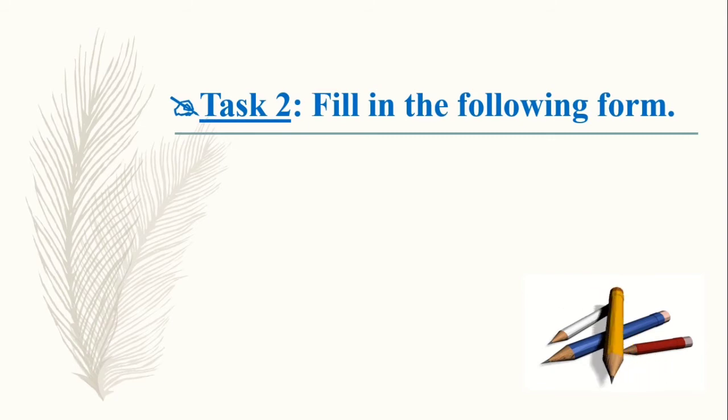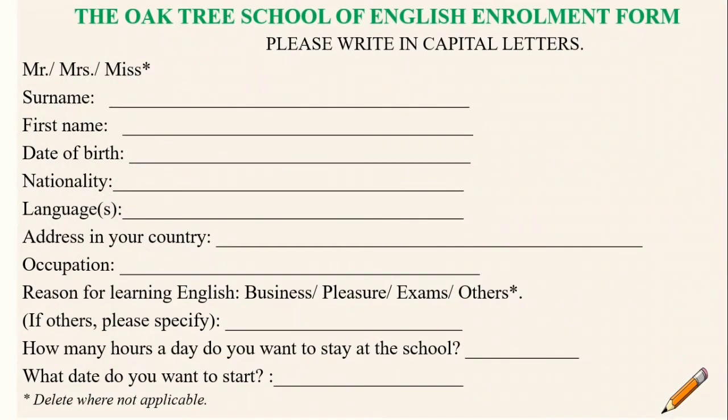The Oak Tree School of English enrollment form. Please write in capital letters. It means everything you write into this form must be written in capital letters. Okay? And please look at the end of the form. You can see an italic sentence here.